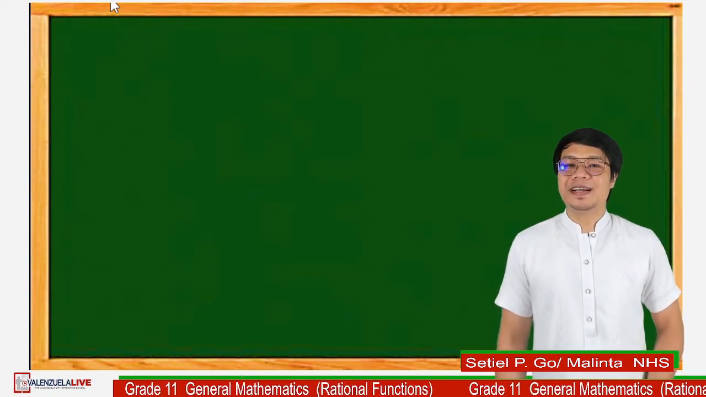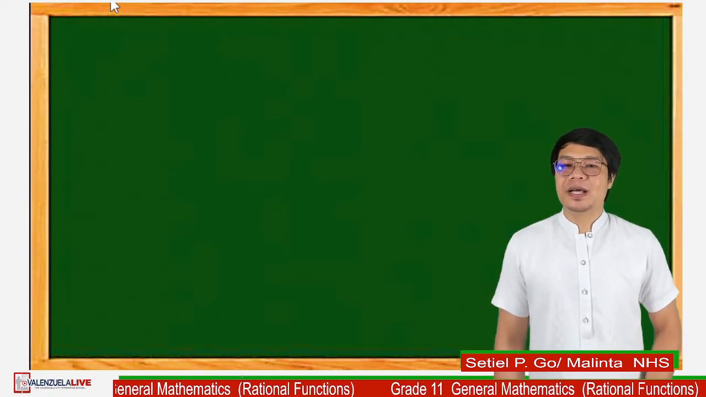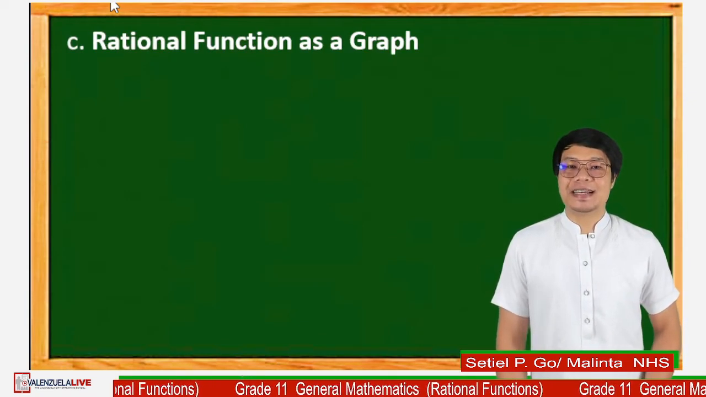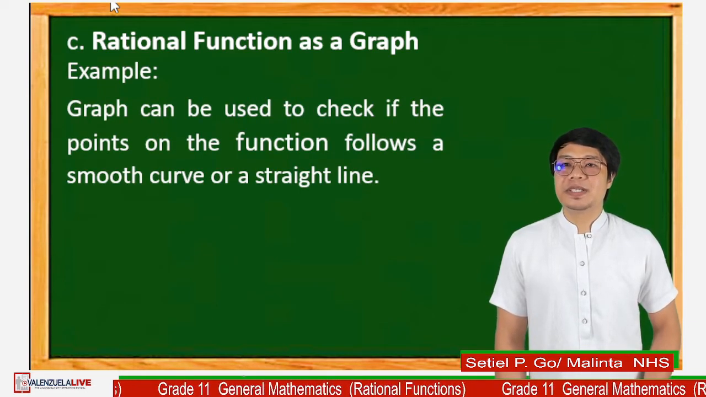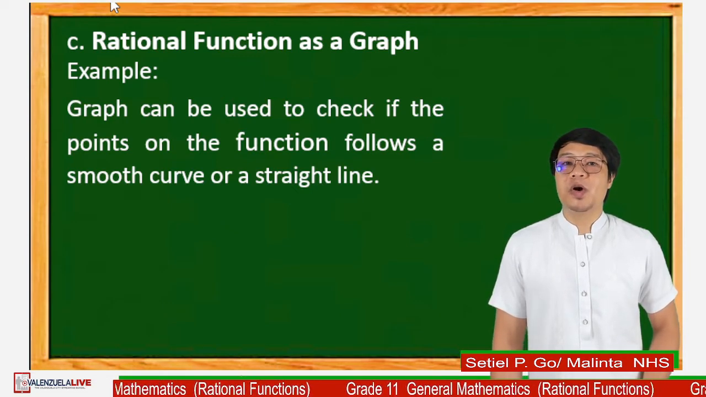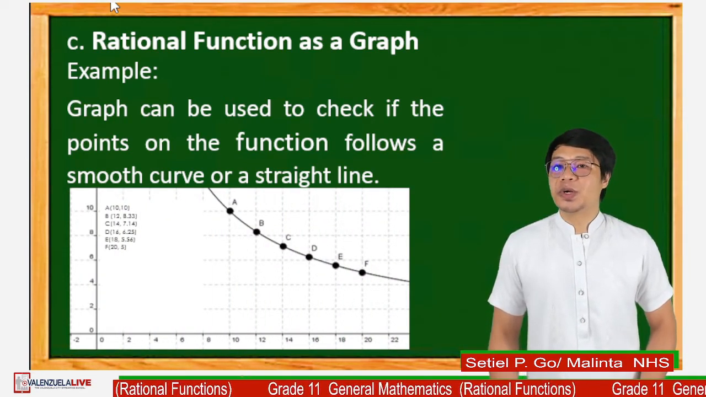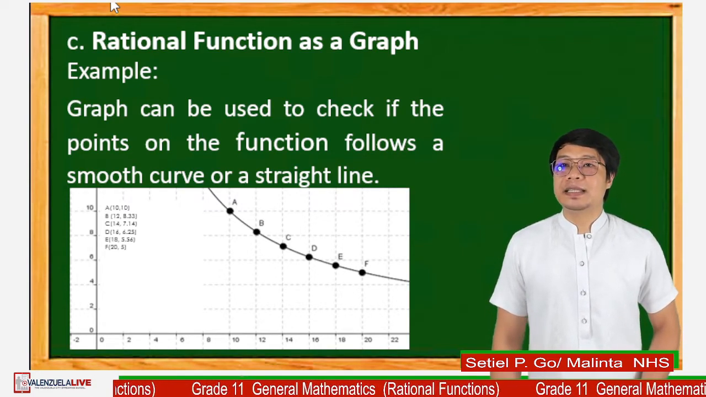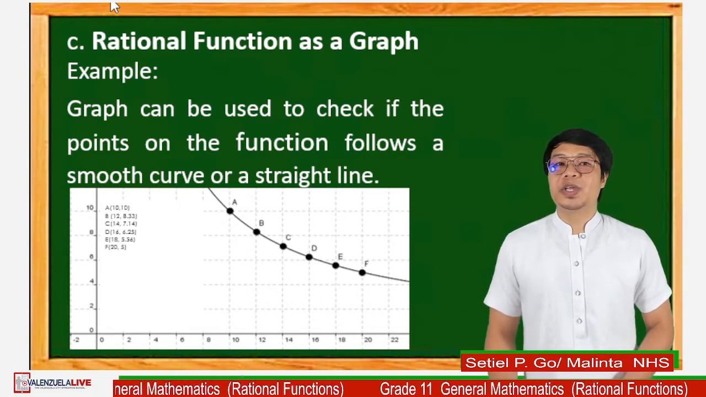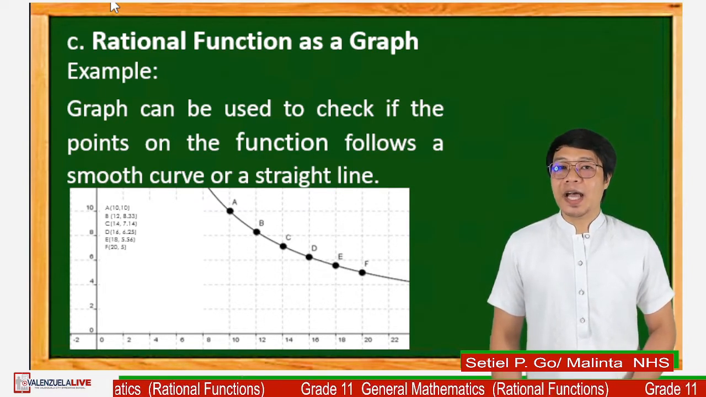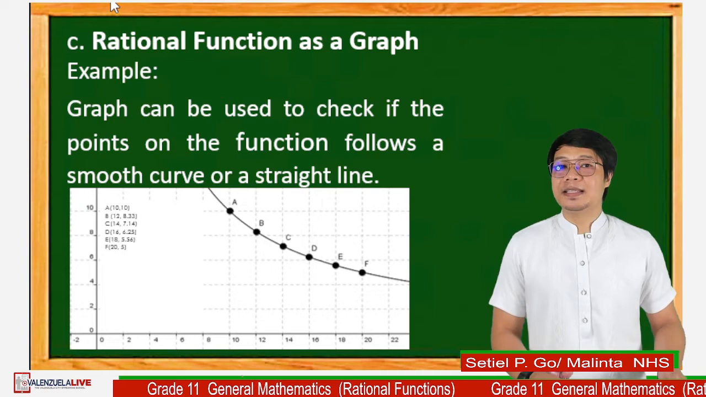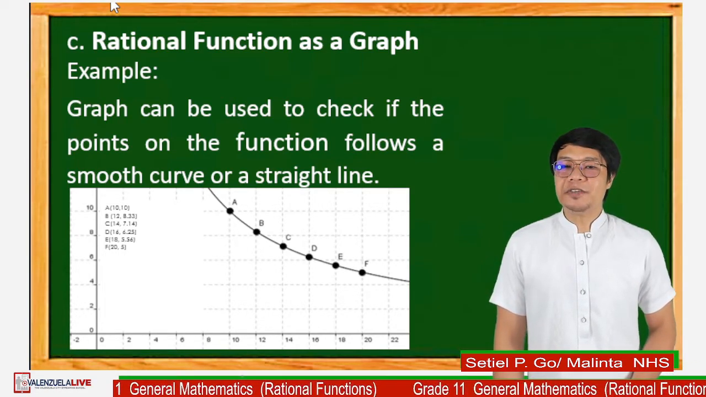Okay, after computing the runtime from 10 to 20 seconds, we want to interpret the data using the graph, which is letter C, rational function as a graph. The graph can be used to check if the points on the function follow a smooth curve or a straight line. As you can see, if you graph the data from the first example, we have this smooth curve. As the time gets higher and higher from 10 seconds to 20 seconds, the speed gets lower.